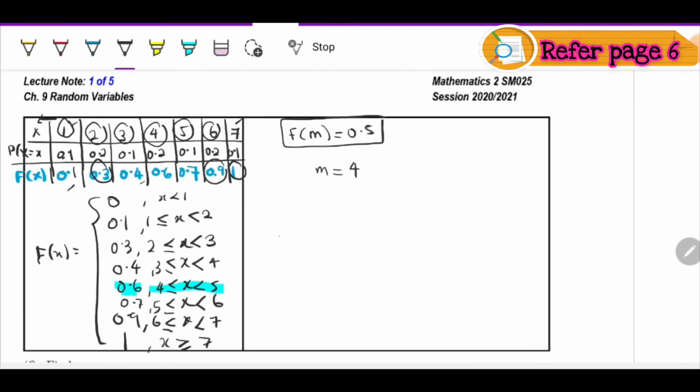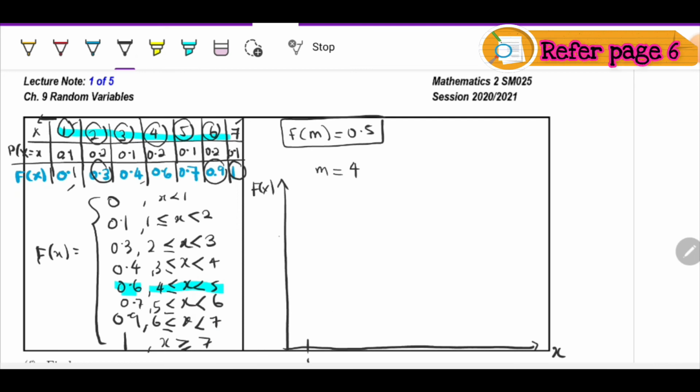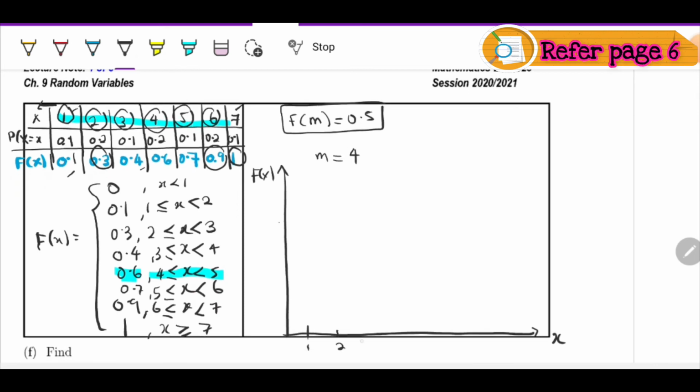To sketch the graph of the CDF, draw an axis, F(x) versus x. So x starts from 1 until 7: 1, 2, 3, 4, 5, 6, and 7. And the CDF goes from 0.1 until 1.